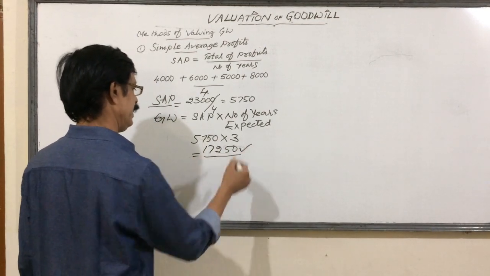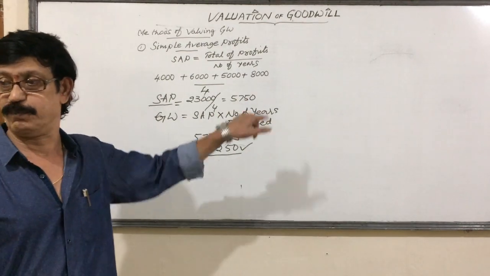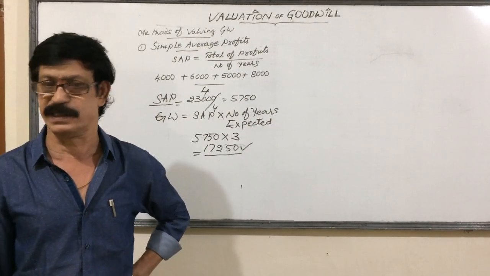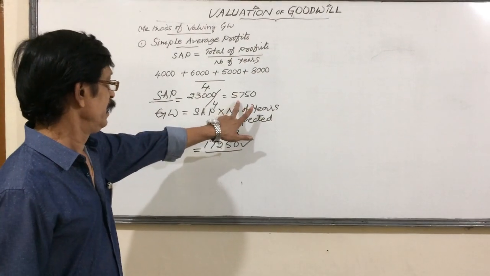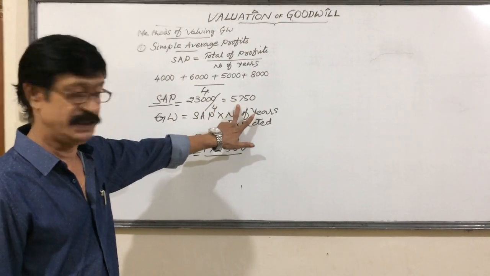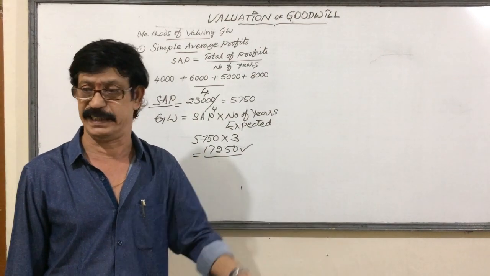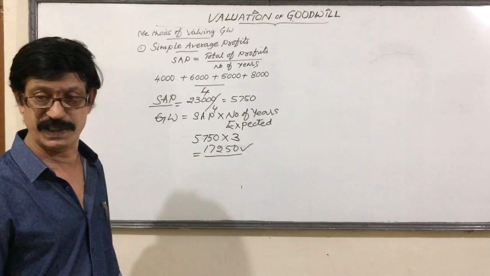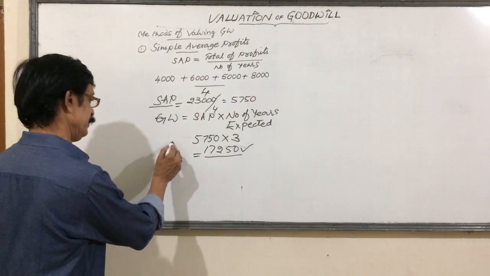It is the value of goodwill. Once again, last and final. Simple average profit. Simple average means total of profits divided by number of years. You got 23,000 divided by 4, that is equal to simple average. That simple average profit is multiplied with the number of years expected. Into 3 we have taken, for example, now we got a goodwill of 17,250. It is called value of goodwill.